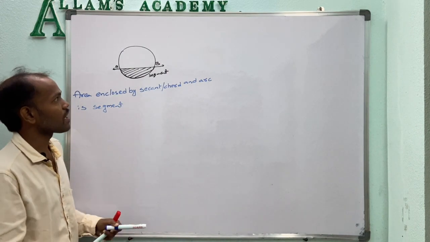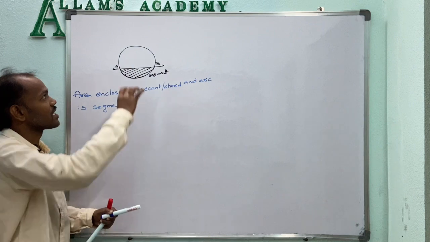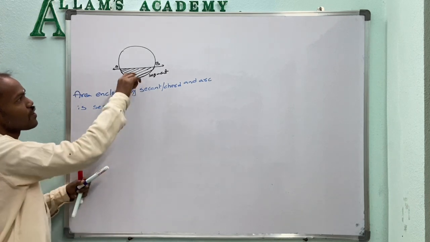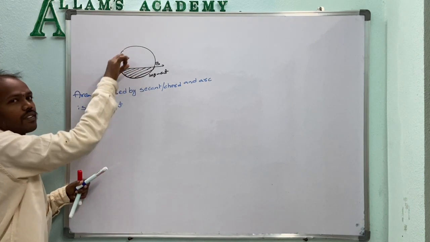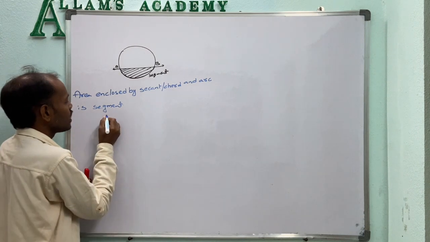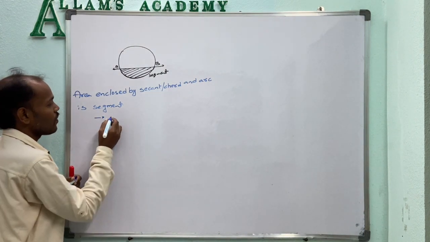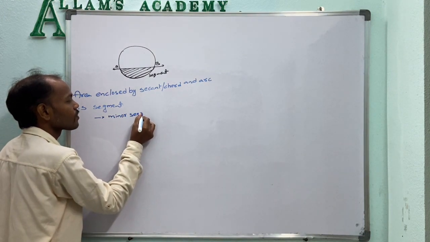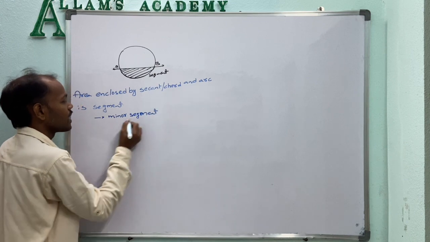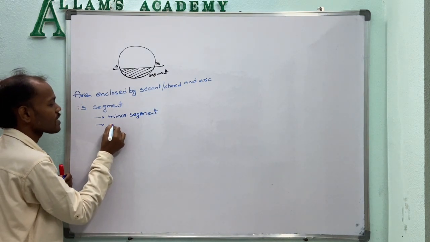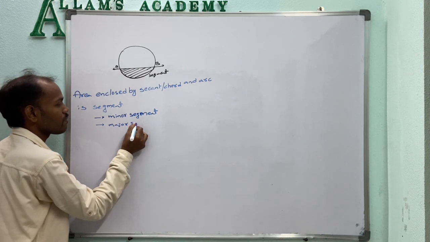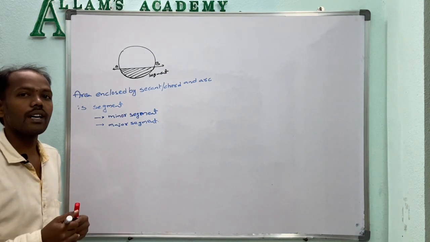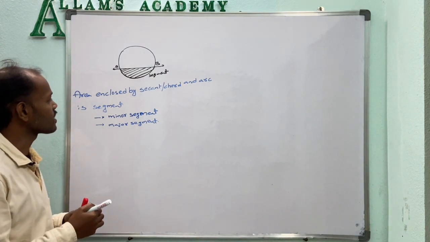Now if we observe, this segment divides the circle into two parts. One is smaller and one is bigger. That means it will divide into types. One is the minor segment, and another is the major segment. The one which has the largest part is called the major segment, and the one which has the smallest part is called the minor segment.